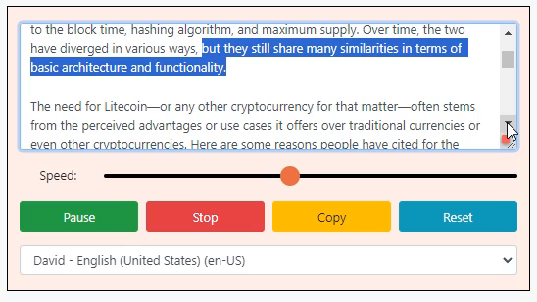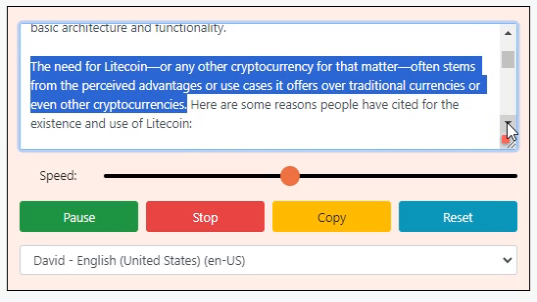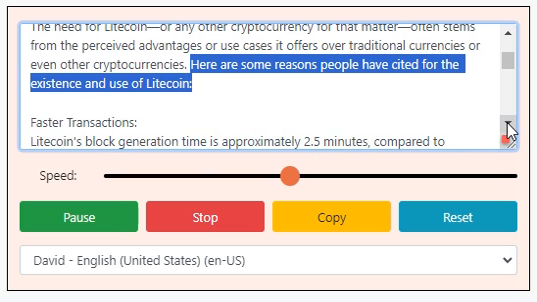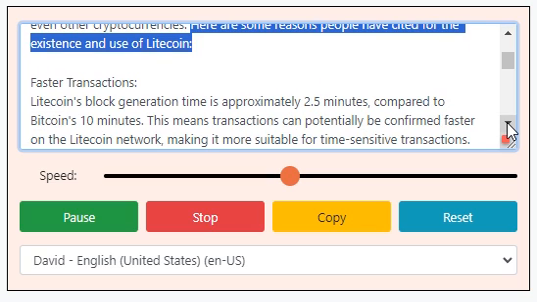The need for Litecoin, or any other cryptocurrency for that matter, often stems from the perceived advantages or use cases it offers over traditional currencies or even other cryptocurrencies. Here are some reasons people have cited for the existence and use of Litecoin.